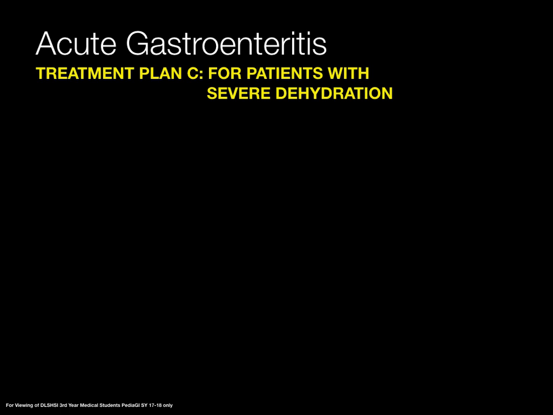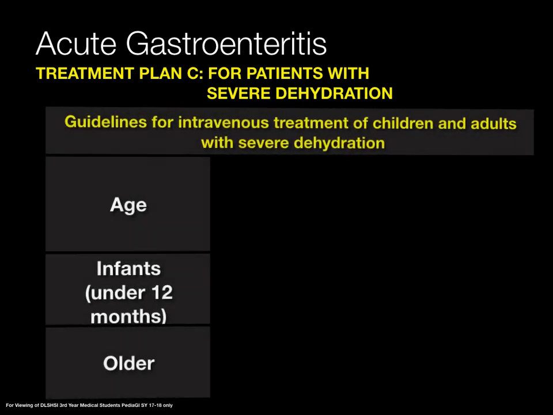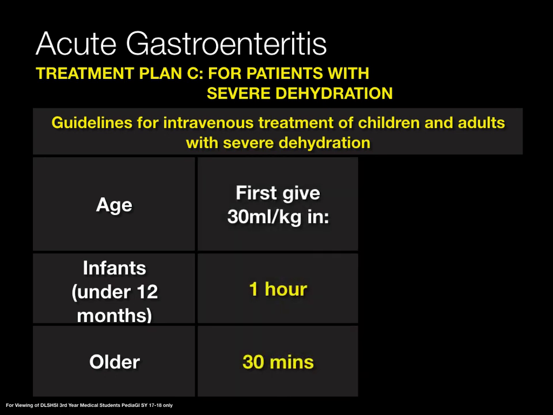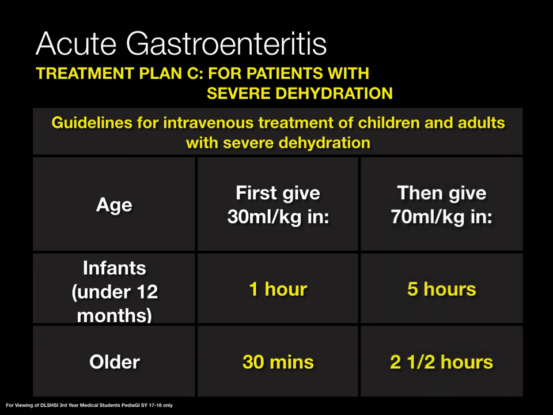For treatment plan C, here are the guidelines for treatment plan C for patients with severe dehydration. Here are the guidelines for intravenous treatment of children and adults with severe dehydration. Kindly breeze through this slide. Use of Ringer's lactate solution is recommended, but if lactated Ringer is not available, you can use normal saline solution.